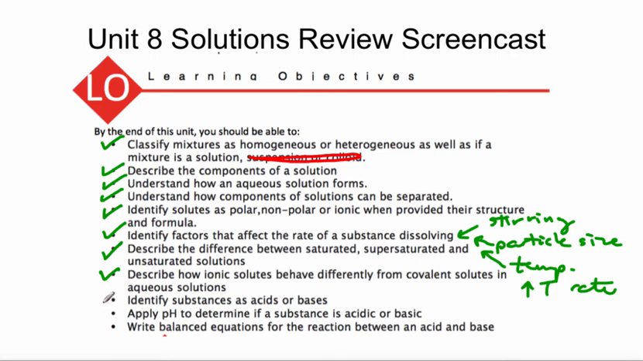Okay, moving on to acids and bases. So how do we identify something as being an acid or a base? Now for our definition of an acid, we're going to take a very simple definition of an acid. An acid is anything that when it dissolves in water gives us hydrogen ions.